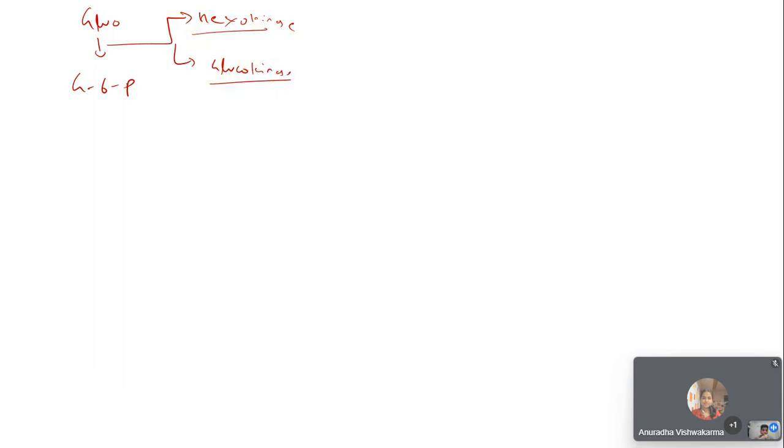Obviously there should be a process in order to stop this process. If there is a lower amount of glucose in our bloodstream, that means these cells should not take up the glucose easily. So there must be an inhibitor. Who do you think inhibits hexokinase and glucokinase? So if the ATP is quite high, maybe the cell is already having a lot of energy.